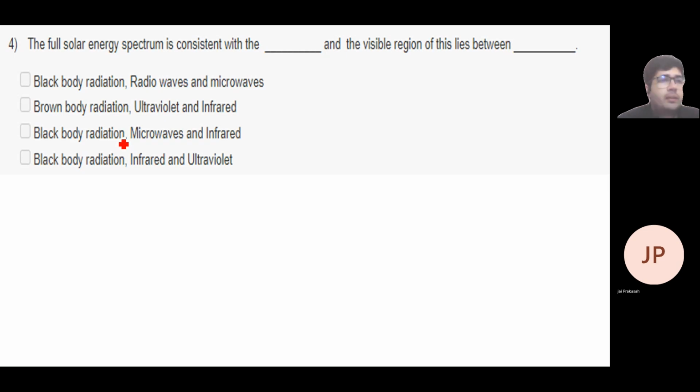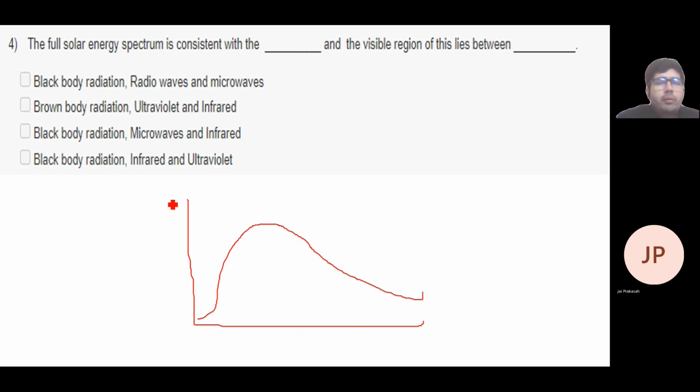Again a question. The full solar energy spectrum is consistent with ____, and the visible region of this lies between ____. So we have covered the electromagnetic spectrum. We have seen various ranges and various phenomena. So I have covered this type of phenomena.